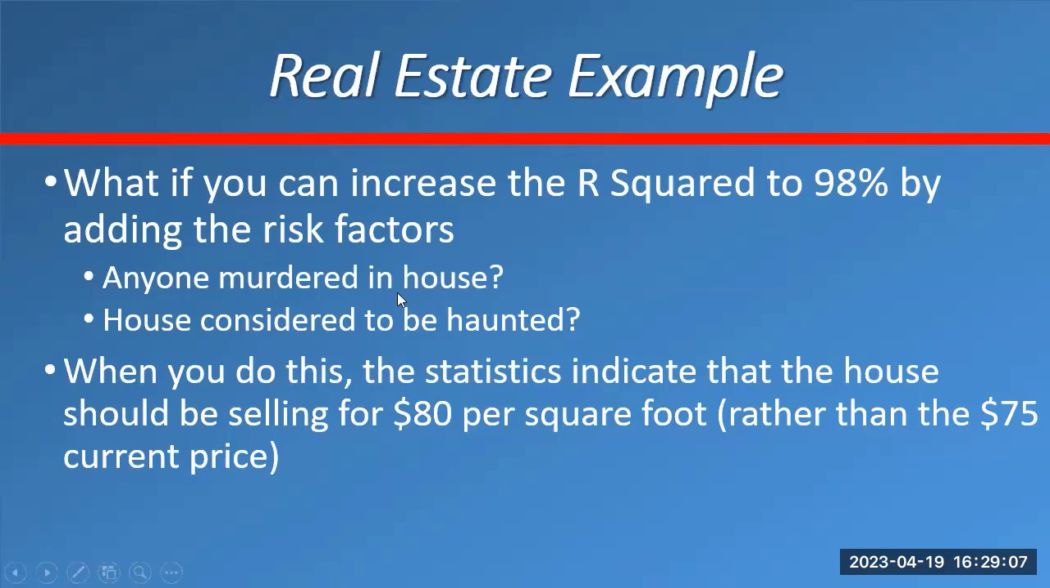Has anyone ever been murdered in the house? I wouldn't care about that, but some people don't want a house where there's been a major crime. So those are kind of the things. When you do that, your R squared jumps up to 98. And now the house should be going for 80. So you know you got 150 without these two things, and it dropped to 80 with them. So you know something has definitely happened in this house. But you don't care about that.